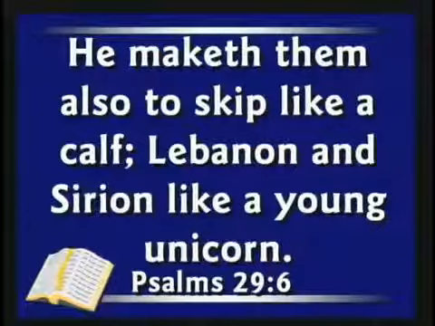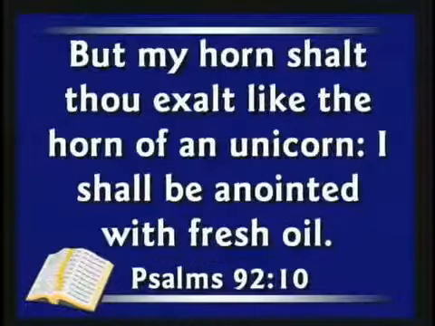Even though he's strong, he's untamable. That's what I get out of that. Psalm 29 says he will skip like a young unicorn. Exalt the horn of an unicorn. I think this verse tells us it had one horn in Psalm 92. From these verses, and that's really all the Bible says about the unicorn that I can find, I think it was an animal with one horn.